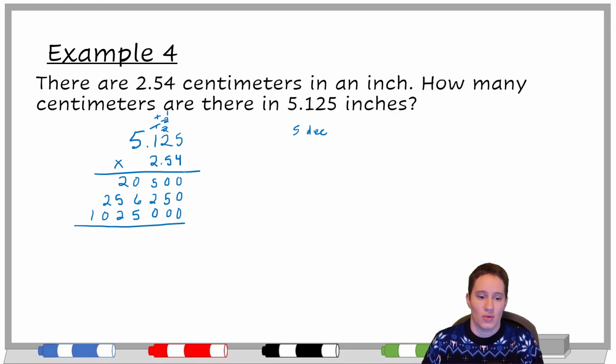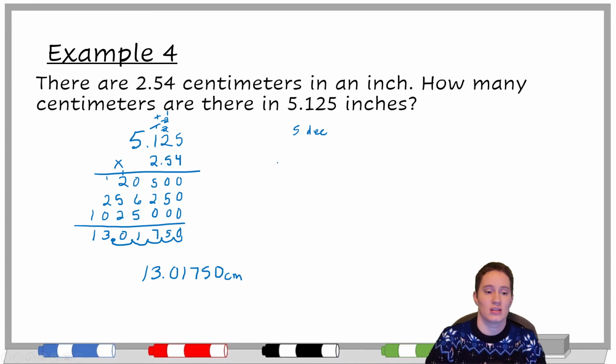Let's add our columns. So all zeros add to be 0. Just 5 plus 0 plus 0 is 5. 5 plus 2 is 7. 6 plus 5 is 11. 1 plus 2 is 3. Plus 5 is 8. Plus 2 is 10. 1 plus 2 is 3. And 1 goes down here. Went 5 decimal places. So 1, 2, 3, 4, 5. This is 13.01750 centimeters, because we started with inches. Our goal was to get centimeters.